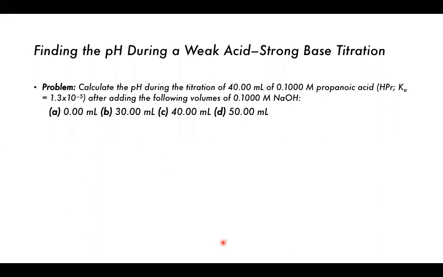So let's do one of these calculations. The problem here is that we want to calculate the pH during the titration of 40 milliliters of 0.1 molar propanoic acid. Propanoic acid was the one we saw in our previous slides. Propanoic acid has a Ka value of 1.3 times 10 to the minus 5. And after adding the following volumes of 0.1 molar sodium hydroxide, we want to know what the pH is going to be, starting somewhere before the equivalence point, at the equivalence point, and after the equivalence point.